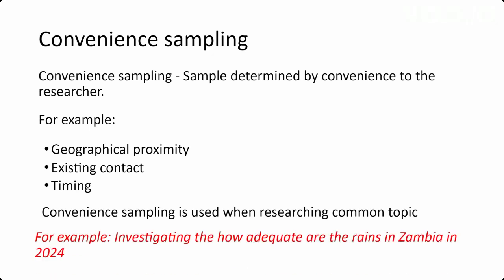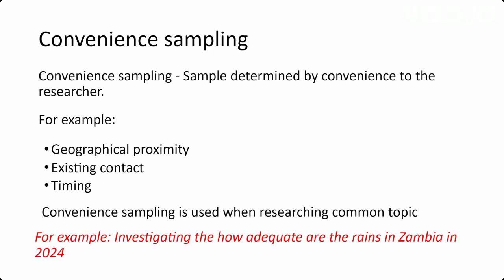For example, investigating how adequate are the rains in Zambia in 2024. This is a common topic. You can easily walk on the street and ask somebody, how adequate are the rains for us to have a good harvest in 2024? Or even somebody near, even your kid. It's something which people can easily explain or analyze.